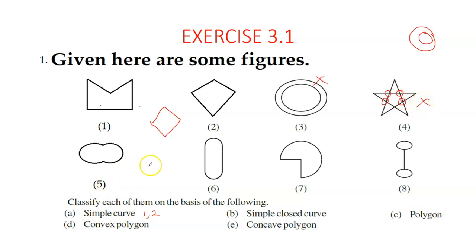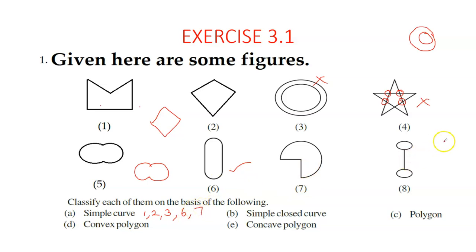Fifth one, so I am drawing like this, okay. So it is a simple curve. Without lifting the pen, I can draw the diagram and there is no intersection. And then the sixth one, again it is a simple curve. Without lifting the pen, I can draw this diagram. Seventh one, again it is a simple curve, right.